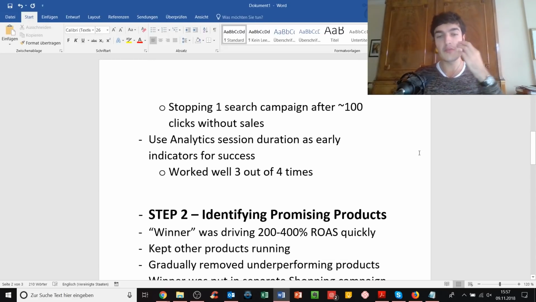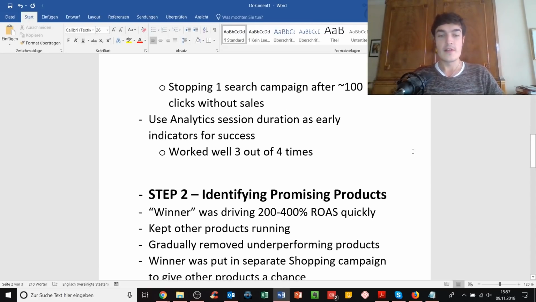But then we gradually removed underperforming products. So the ones that are getting extremely high clicks without anything. I think the one with the most clicks that I canceled was at 200 clicks or so, 220 clicks without a single sale, and this was when I removed it.